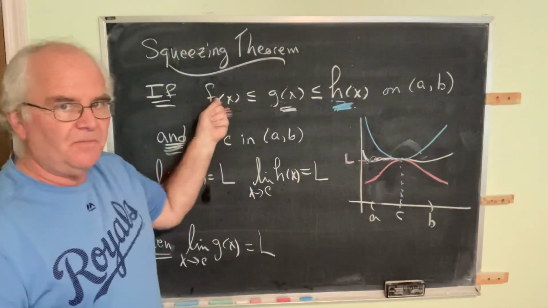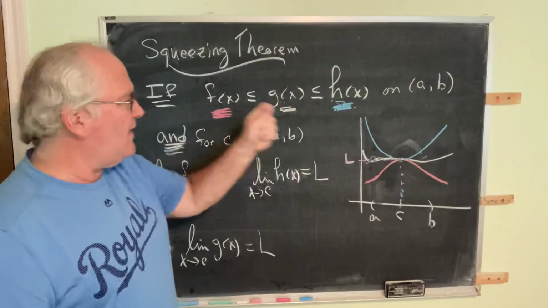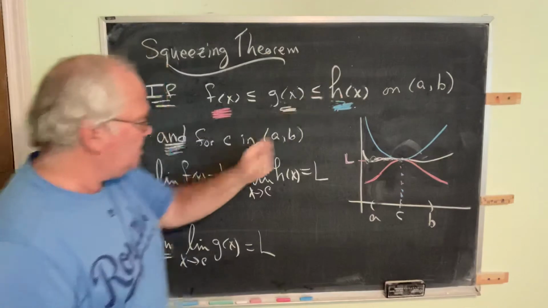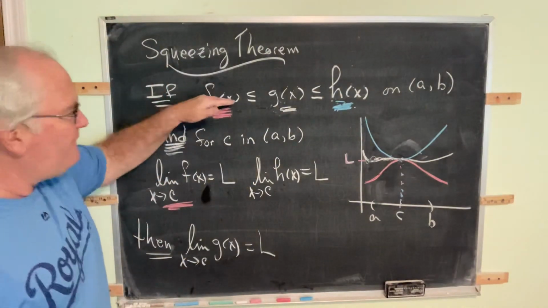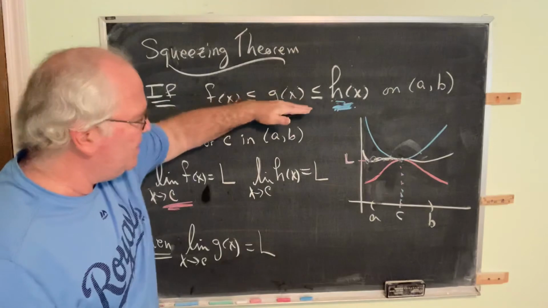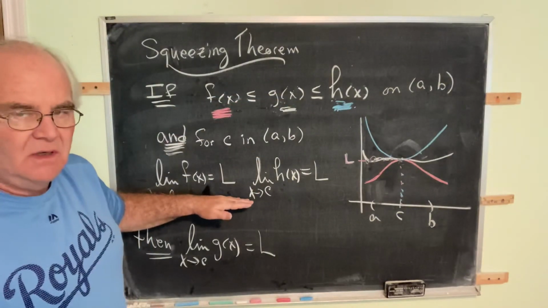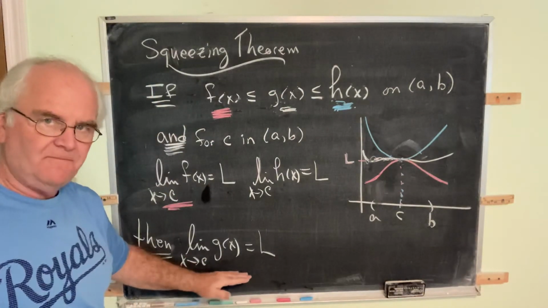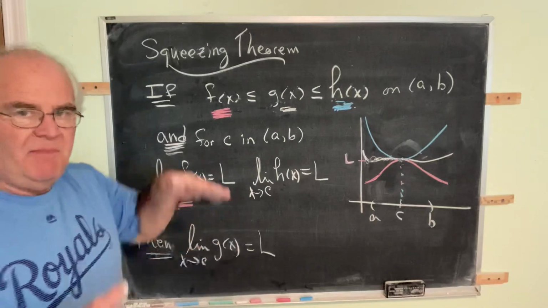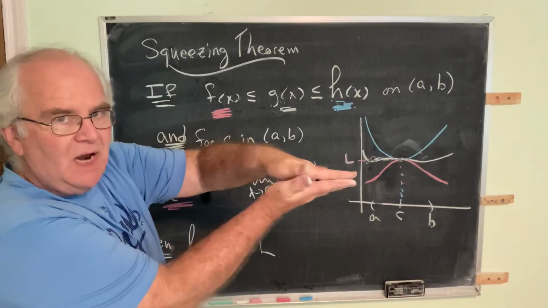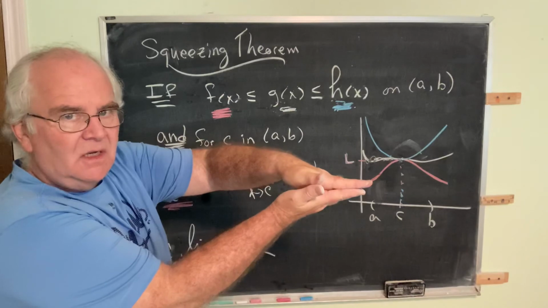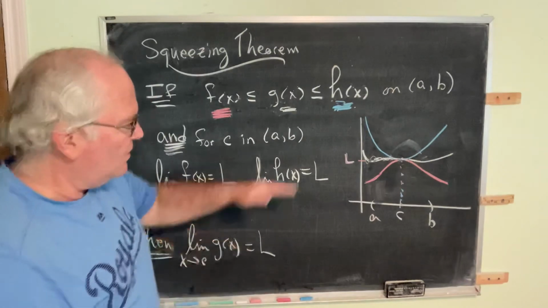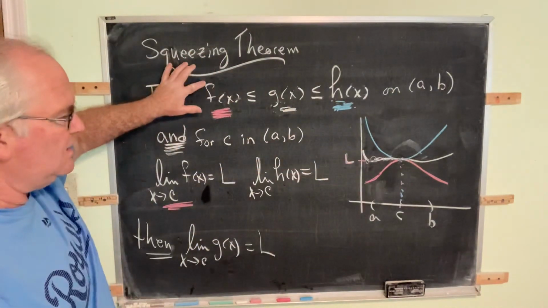And we need to guarantee that these functions exhibit this behavior, and that these functions exhibit this behavior. If f and h exhibit both this behavior and that behavior, that guarantees that g must exhibit this behavior. We are leveraging the behavior of two functions whose behavior we know to determine the behavior of a function that we don't know how it acts. And so that's what's happening here. That's the statement of the squeezing theorem.